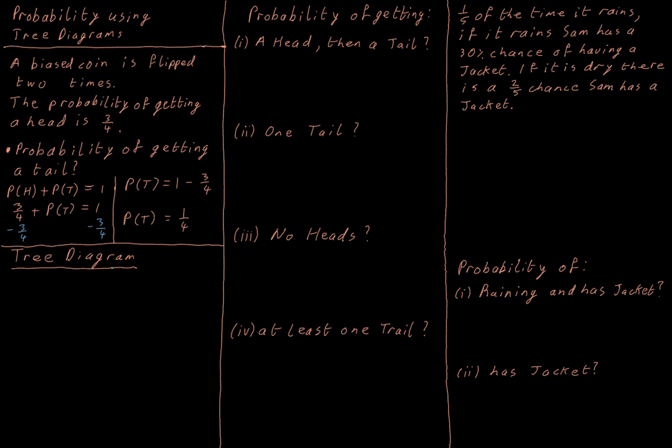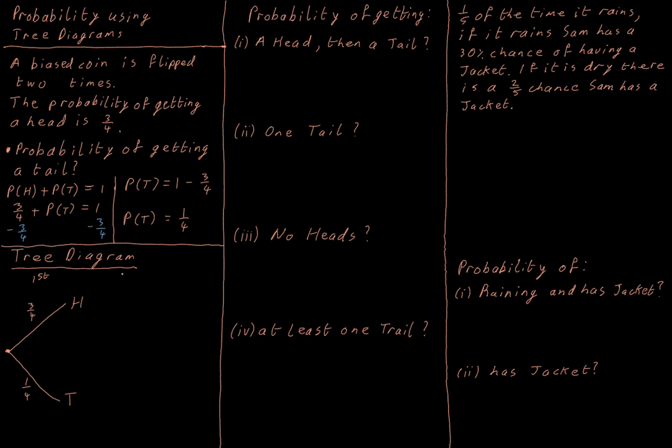Now to our tree diagram. So if we start off and we haven't done anything yet, we flip our coin for the first time and we could get a head. Or we flip our coin for the first time and we could get a tail. Those are our two possible outcomes the first time we flip a coin. And the probability of getting a head is 3/4. And the probability of getting a tail is 1/4. So we write those probabilities along the branches of our tree.